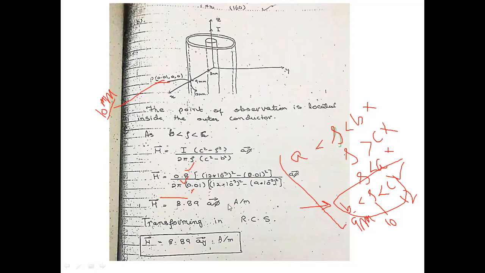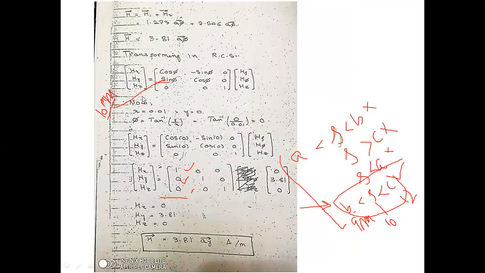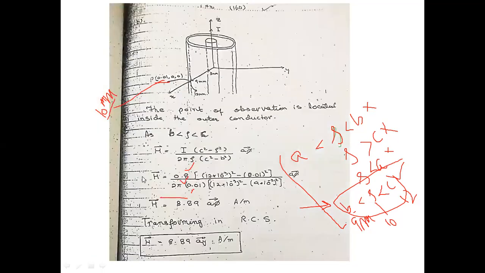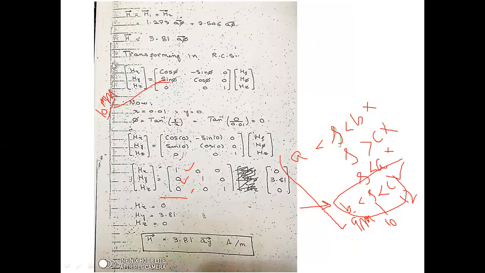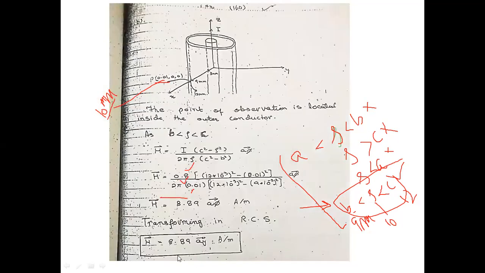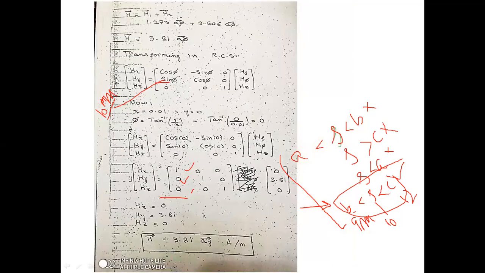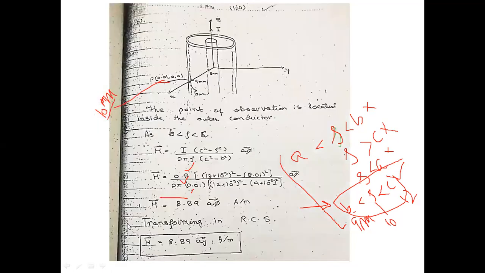Again we have to transform this into the rectangular coordinate system by this procedure. We have skipped this procedure and directly written the answer, but you have to find the answer by following this procedure. Ultimately you will get H in the rectangular coordinate system.